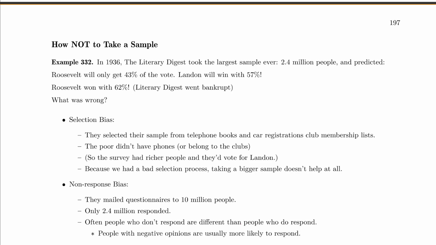Okay, and so the survey surveyed richer people, and the richer people were saying they were voting for Landon. But when the poor people went to vote, a lot more of them voted for Roosevelt, but they weren't in the survey, so their numbers hadn't been counted. So this is something very important you should memorize. Not word for word, but the idea. Because we had a bad selection process, taking a bigger sample doesn't help us at all. We have to make sure we have a good sample. Otherwise, how big it is doesn't matter.